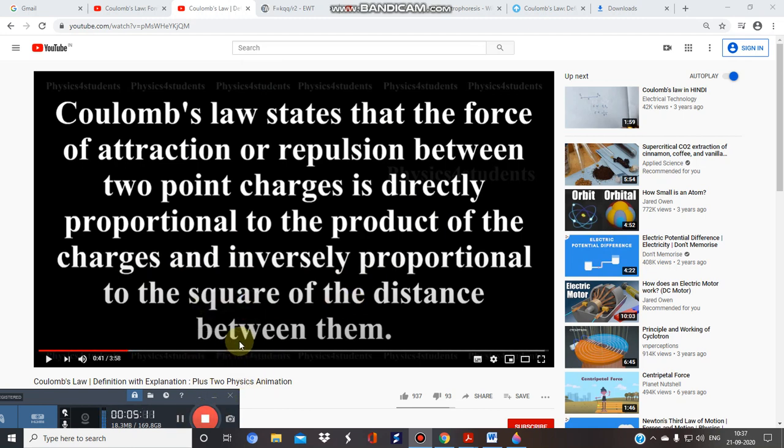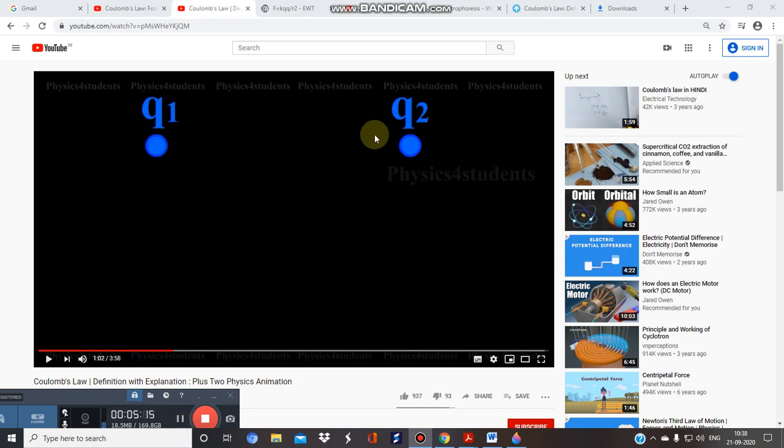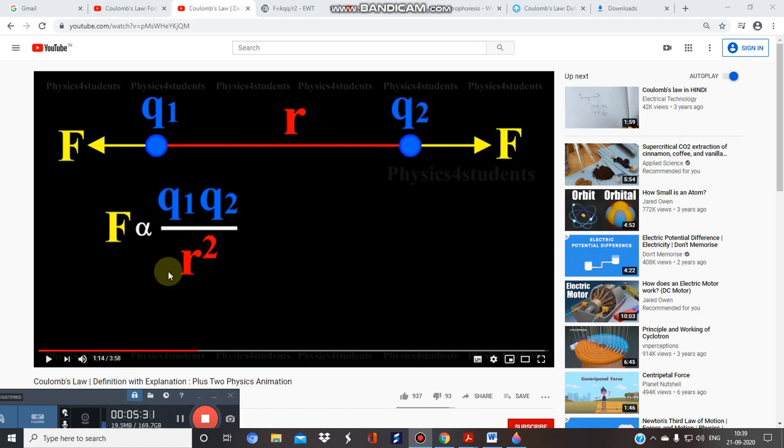Just see this diagram and you will clear your points. Let Q1 and Q2 be the two point charges, placed in air or vacuum at a distance r. So r is the distance between Q1 and Q2, and F represents the force. Then F is directly proportional to Q1 into Q2 divided by r square. So this is the statement of Coulomb's law.